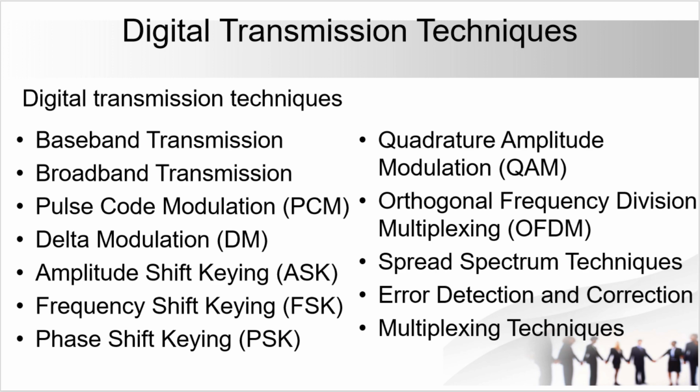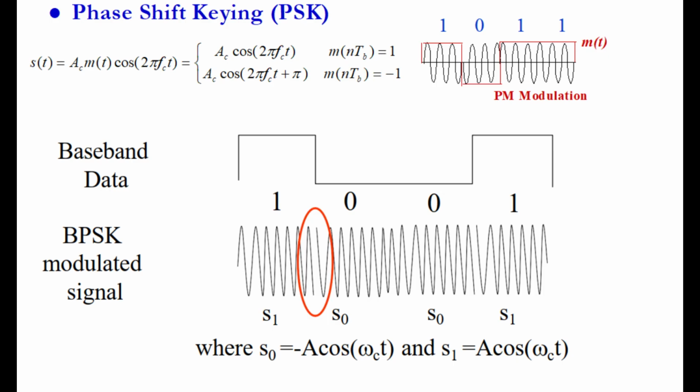And point number 7, phase shift keying. So we can call PSK. PSK involves varying the phase of the carrier signal to represent digital data. Binary PSK uses two phases to represent 0 and 1. Quadrature PSK uses 4 phases to represent a pair of bits.